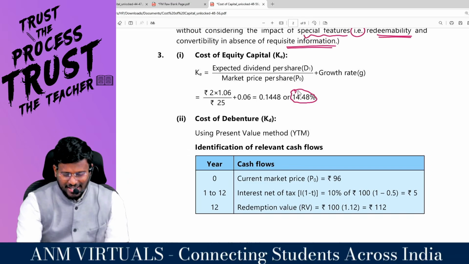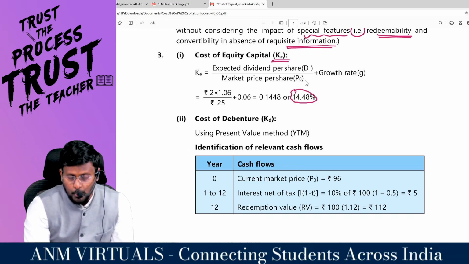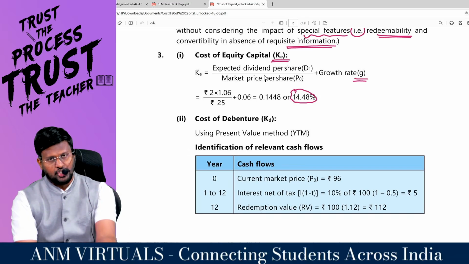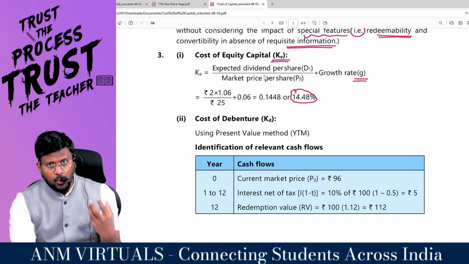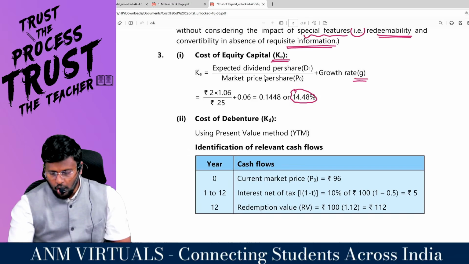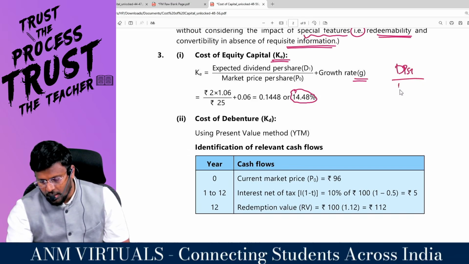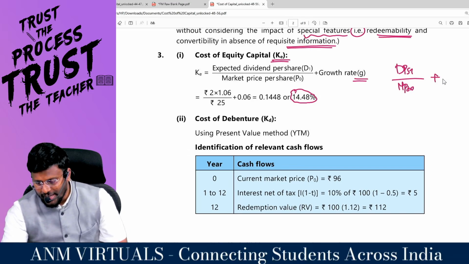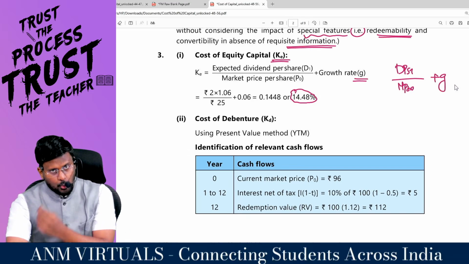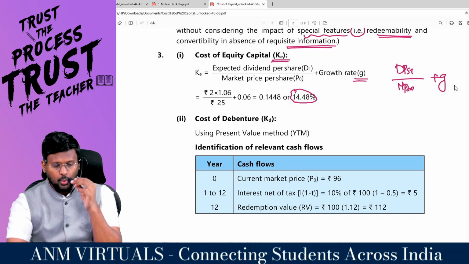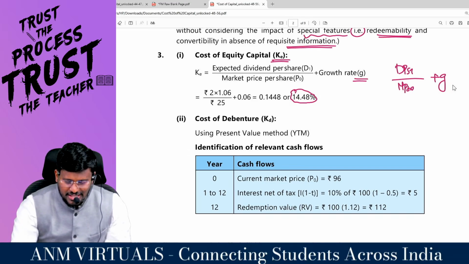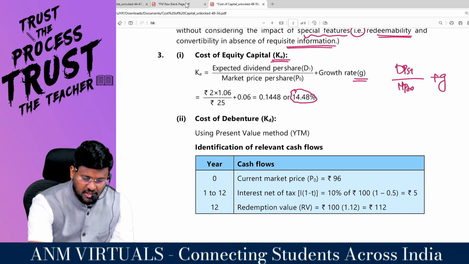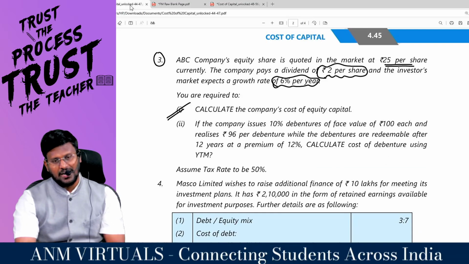Brilliant, sir. So what is the KE formula? KE is equal to DPS 1 divided by MPS 0 plus G. DPS 1 means expected dividend per share. That is the dividend what they are going to pay in the next year. In order to enjoy the DPS 1, you have to invest MPS 0 today. And you are expecting plus growth also because you don't want the same dividend. You want the dividend to grow. So 2 into 1.06 divided by 25 plus 0.06 comes to 14.48 percentage. We have done with the first part of our answer.